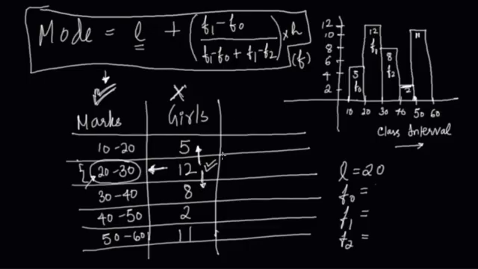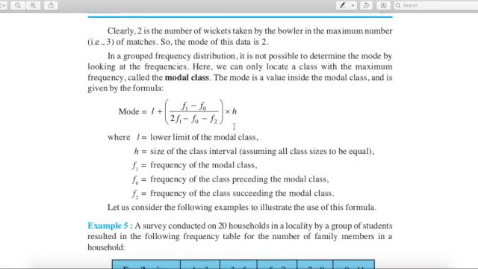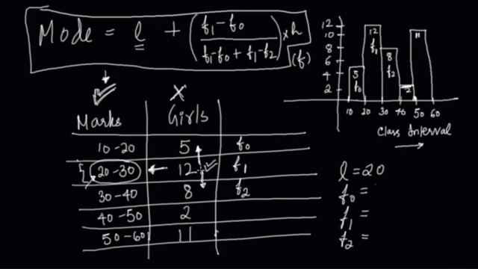It is 8. 12 we call F1, the one before we call F0, and this we call F2. Now you will wonder, why do I need to call it like this? Once you understand how this formula is derived, you can give any alphabet to it. I don't care about it, because you will get the same answer. For now, let's stick to the standard convention given in the textbook, which is F0, F1 and F2, where F0 is the preceding class frequency. So F0 is 5, F1 is 12 and F2 is 8.